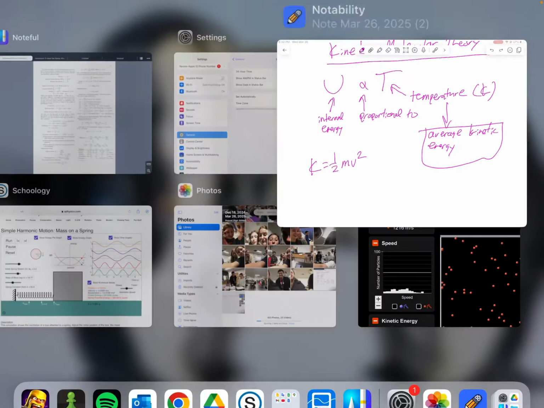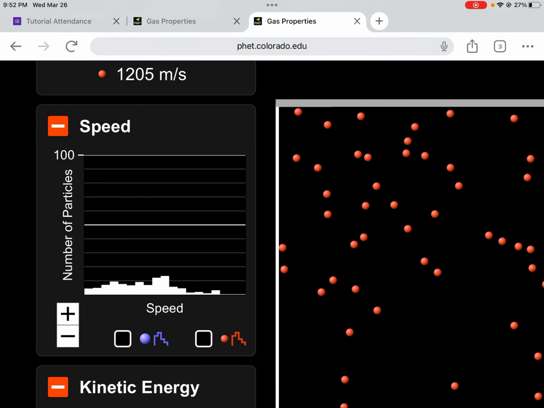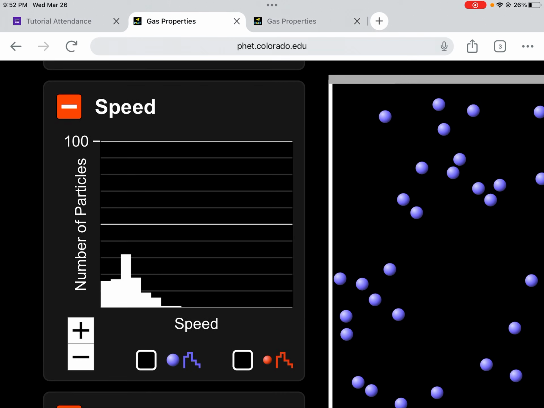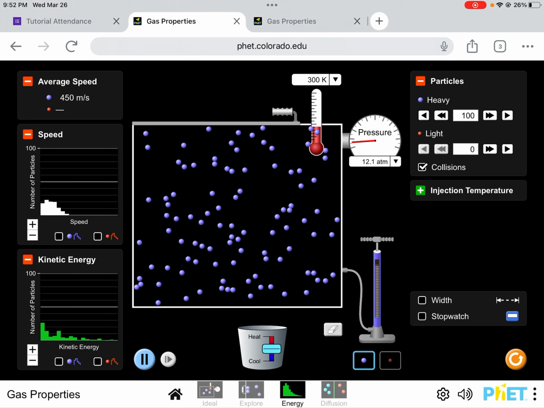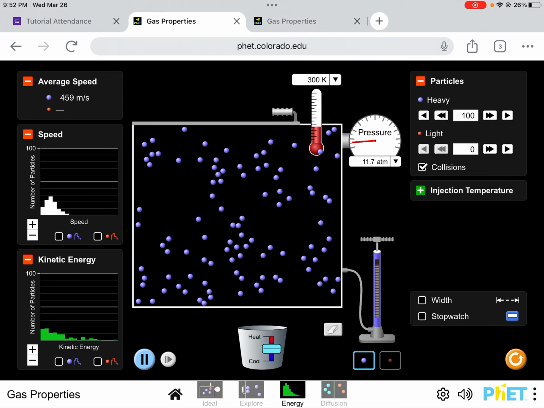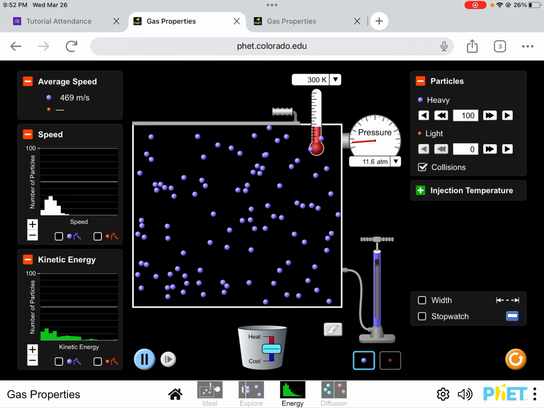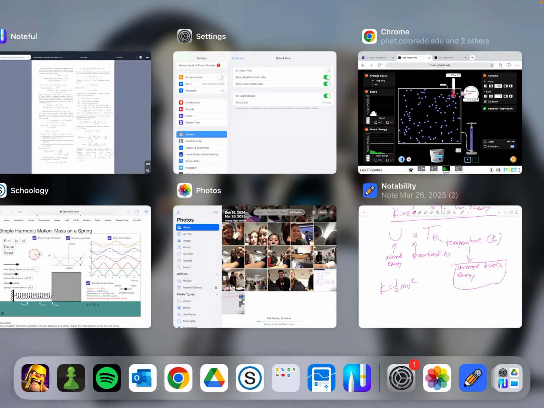So when we compare the heavy gas and the light gas at the same temperature, the kinetic energies can be the same, because if they're at the same temperature, they have the same average kinetic energy, but the speeds are going to be different. The lighter one is going to be faster, the heavy one is going to be slower.